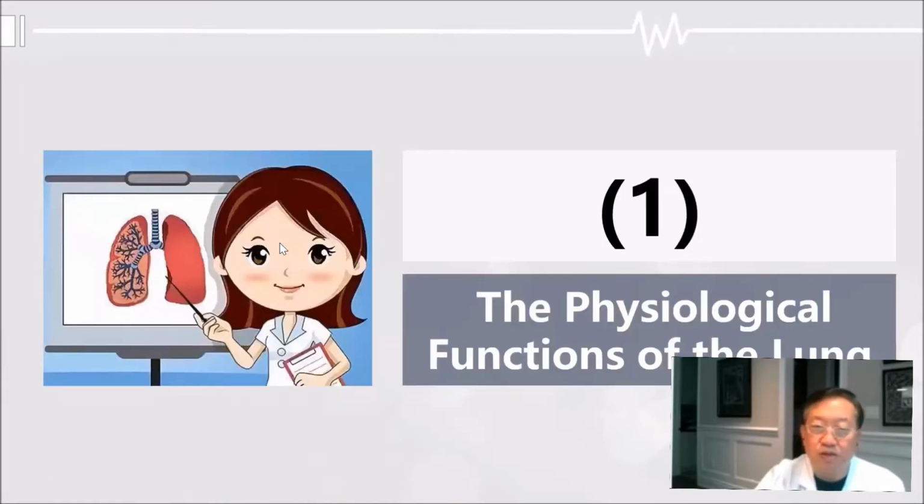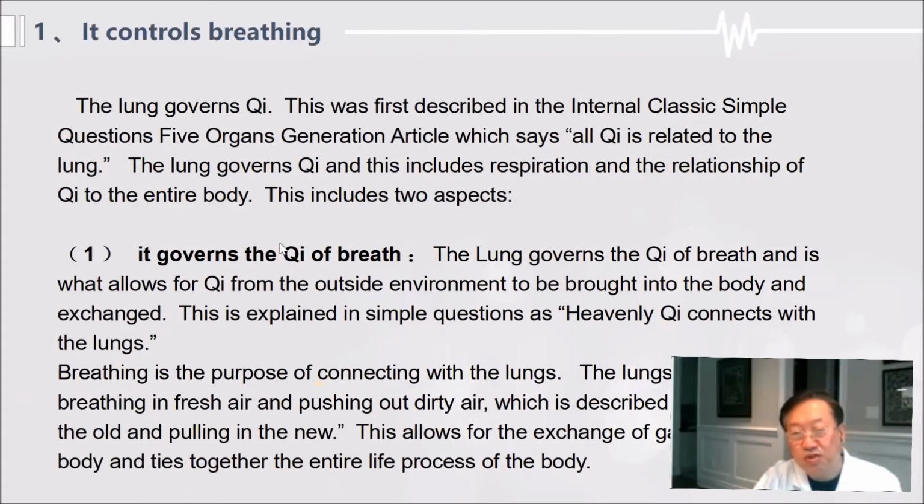Physiological function of the lung. 1. It controls breathing. The lung governs qi. This was first described in the Internal Classic, Simple Questions, Five Organs Generation article, which says, all qi is related to the lung. The lung governs qi, and this includes respiration and the relationship of the qi to the entire body.